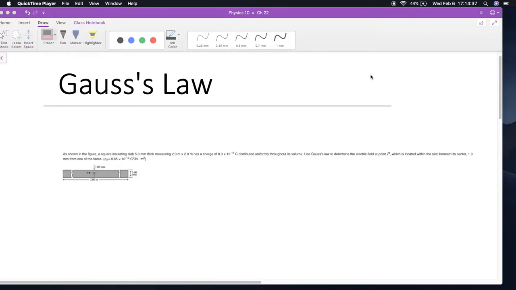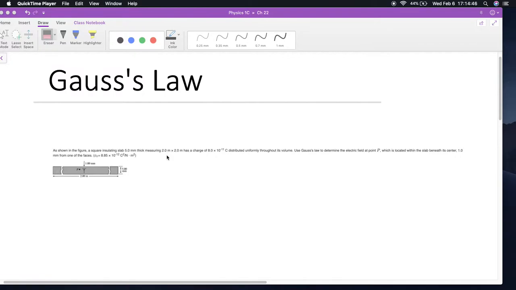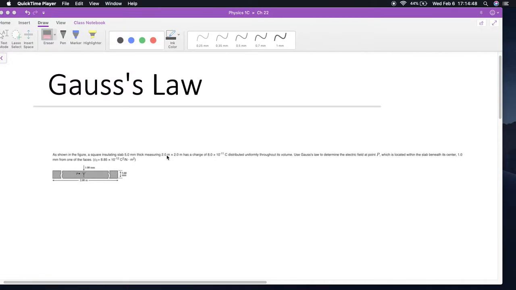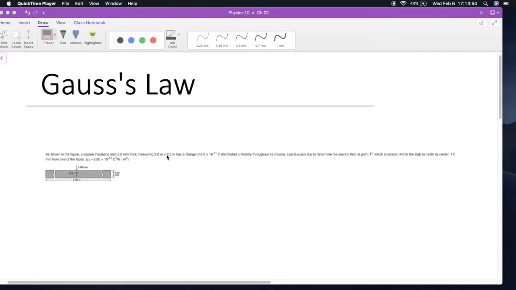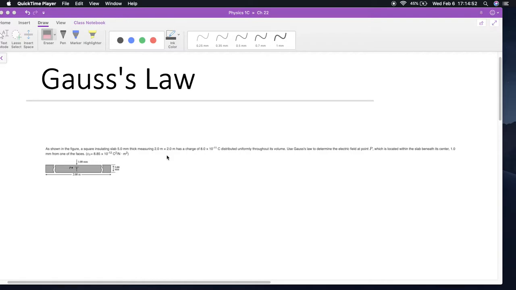Welcome everybody to another Gauss slab problem, and today we'll be dealing with a square insulating slab that is 5 millimeters in thickness and that is 2 by 2 in length and height, and it has a charge of 8 times 10 to the negative 11 coulombs distributed uniformly throughout its volume, and we have to find the electric field at point P beneath 1 millimeter of one of its faces.